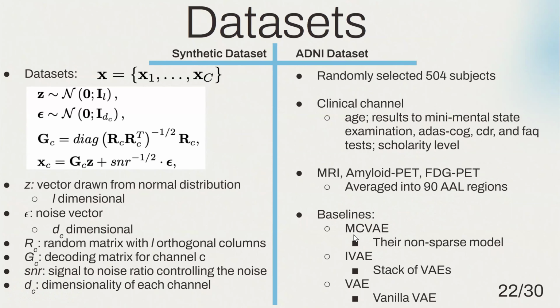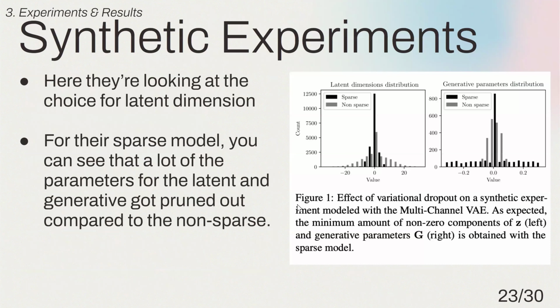Okay, so we have these 2 PET modalities, and then we have SMRI, which is structural. What they do is they train their regular model, which is the sparse model, and then they also train the non-sparse version of their model, and they also look at a stack of VAEs, and they also look at a regular VAE. So this is some of what they found with their synthetic data experiments.